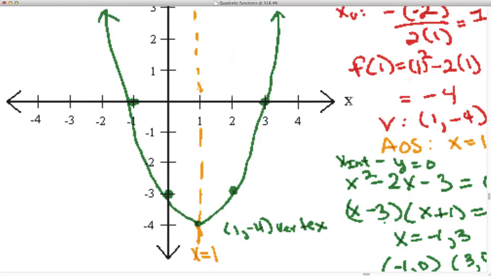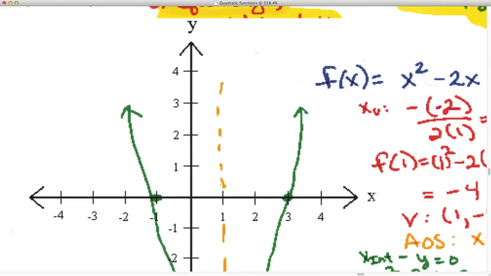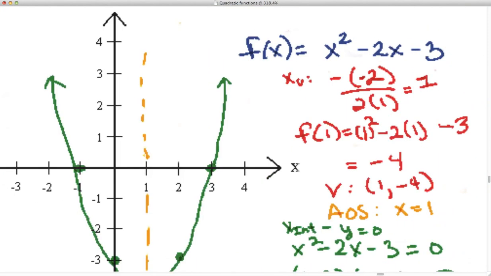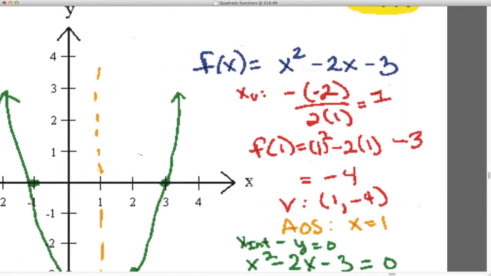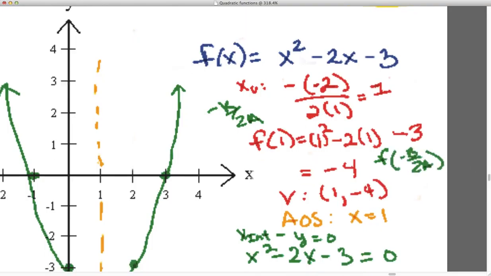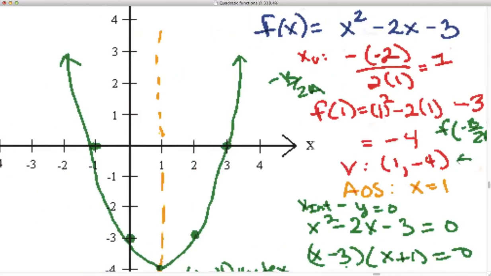Okay, and that would be your function drawn out. So what did I do again? I did the minus b over 2a. That got me the x value of my vertex. Then, to get the y value, you did f of minus b over 2a. Plug that into your function everywhere you see an x. That gives you your vertex and your axis of symmetry, which is always the x value of your vertex.